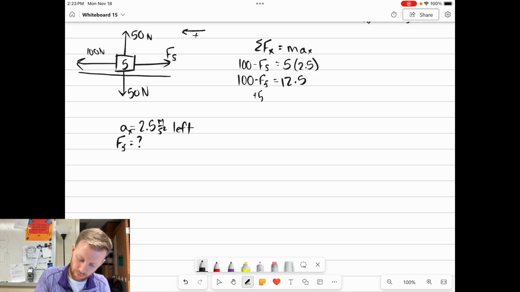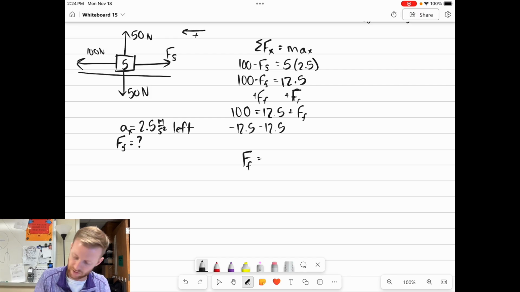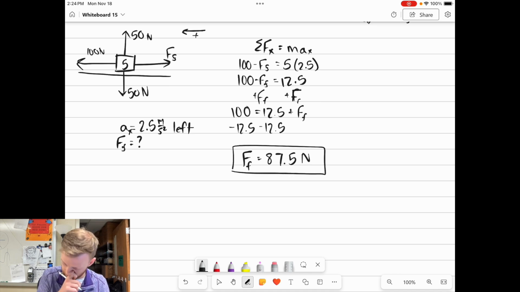Well, I'm going to add force of friction to both sides. So I'm going to have 100 is equal to 12.5 plus the force of friction. Then I'm going to subtract 12.5. And that's going to get me that the force of friction is equal to 87.5 newtons. There we go. That's my value for friction.